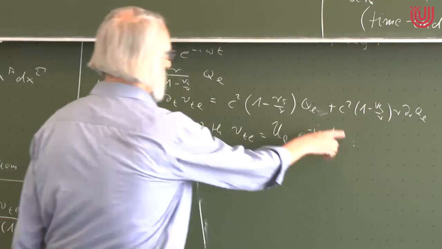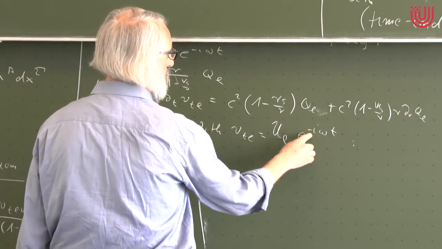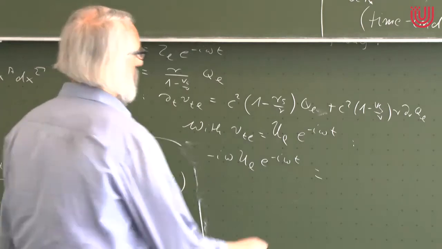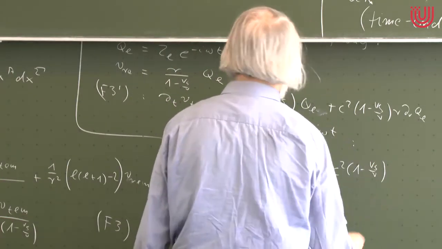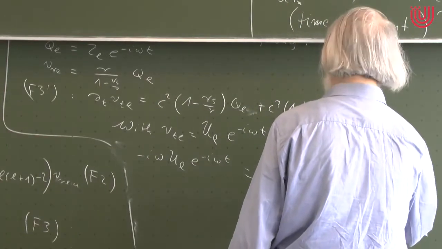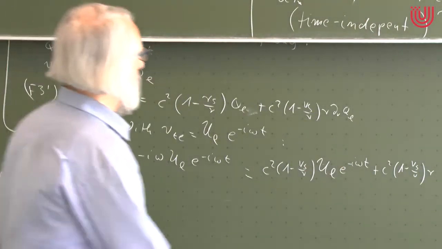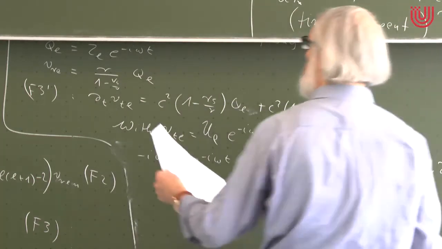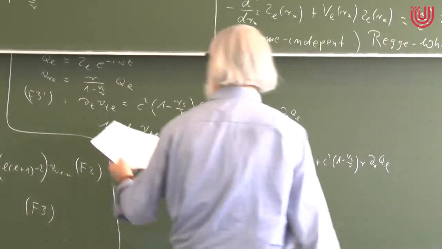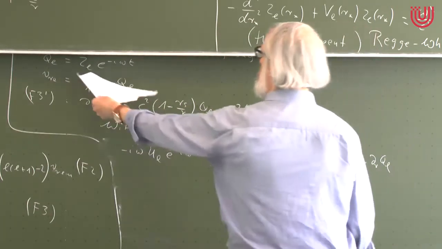If I insert this expression into this differential equation, then if I differentiate with respect to t, I get minus i omega UL e to the minus i omega t equals c squared times 1 minus RS over R times UL e to the minus i omega t, plus c squared times 1 minus RS over R times the R derivative of QL. We have constructed the QL in this way, we know what QL is. So you see, no, I have to introduce this expression.